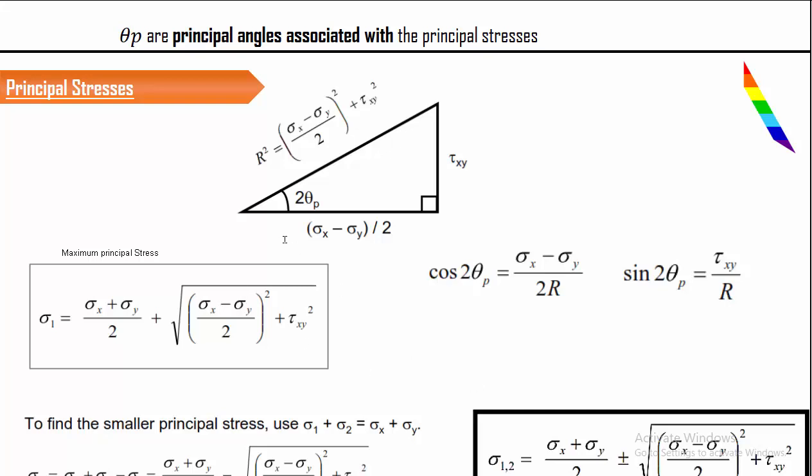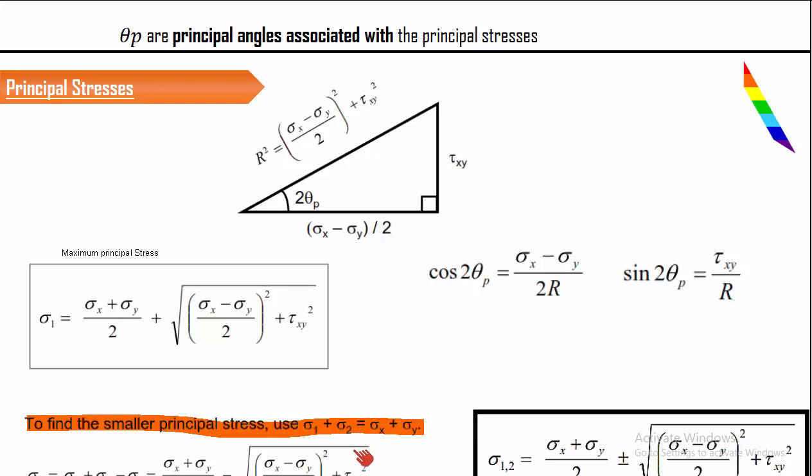Now the question is, what is the minimum value? If there is a maximum value, there has to be a minimum value. I hope you all remember the condition that we discussed in the previous session, that the net sum of the stresses acting on any cuboidal element is independent of the orientation. That means if you add the maximum principal stress and the minimum principal stress together, it has to be equal to sigma x plus sigma y. That's a general rule. So using this relation, you can find out the value of sigma 2.